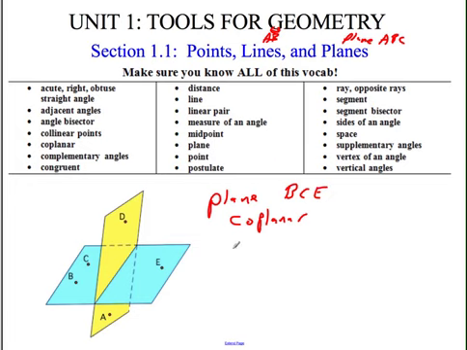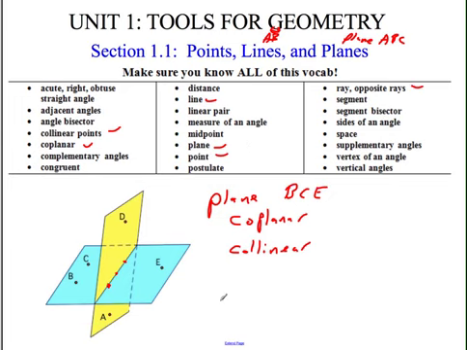What about collinear? Do you remember collinear? It means they all are on the same line. I don't see any 3 points that are collinear. Maybe if they fell all on this, they would be collinear, right? Something like this. Excellent. So we got collinear points. We got coplanar points. Anything else from this section? Line, we know plane, we know point.